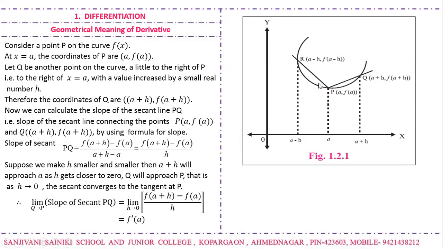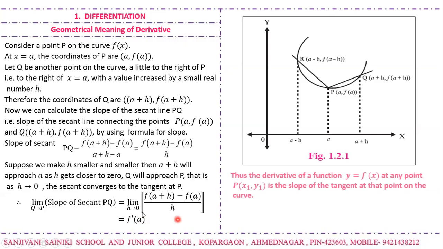So the limit of the slope of this secant PQ as h tends to 0 is nothing but the limit of the function f of a plus h minus f of a upon h. But this is the definition of the derivative using the first principle, and it is given by f dash at a. So from this discussion we conclude that the derivative of a function y is equal to f of x at any point P of x1, y1 is the slope of the tangent at that point on the curve. Always keep this in your mind, this is very important.